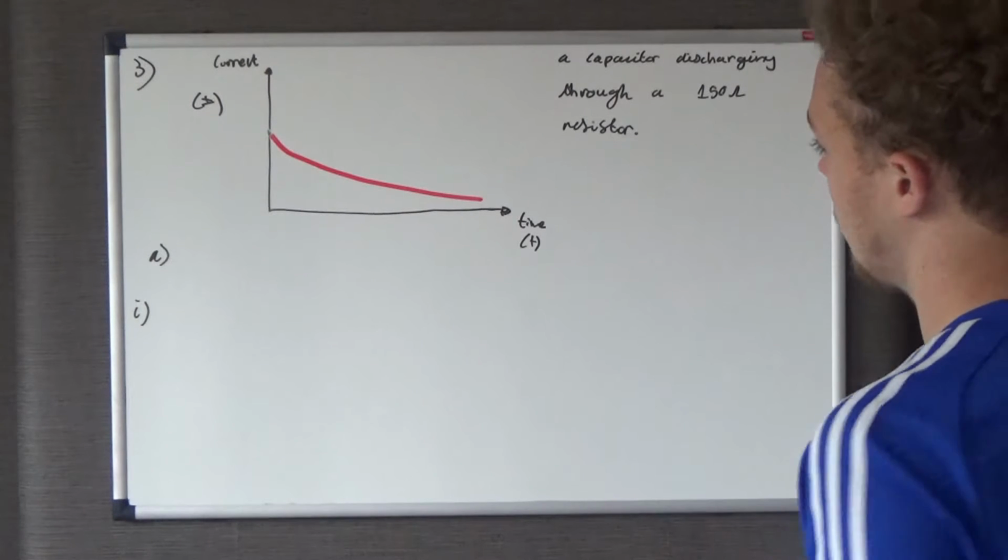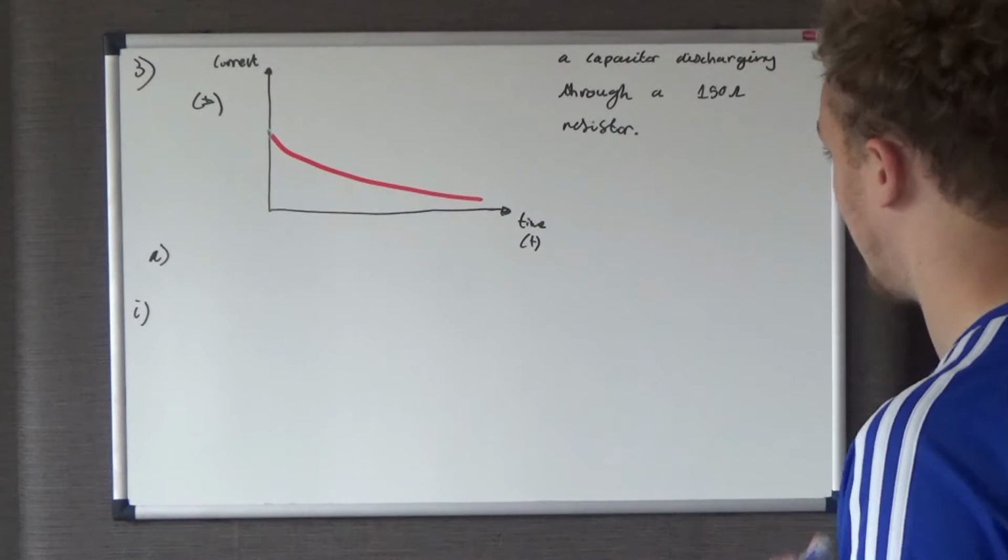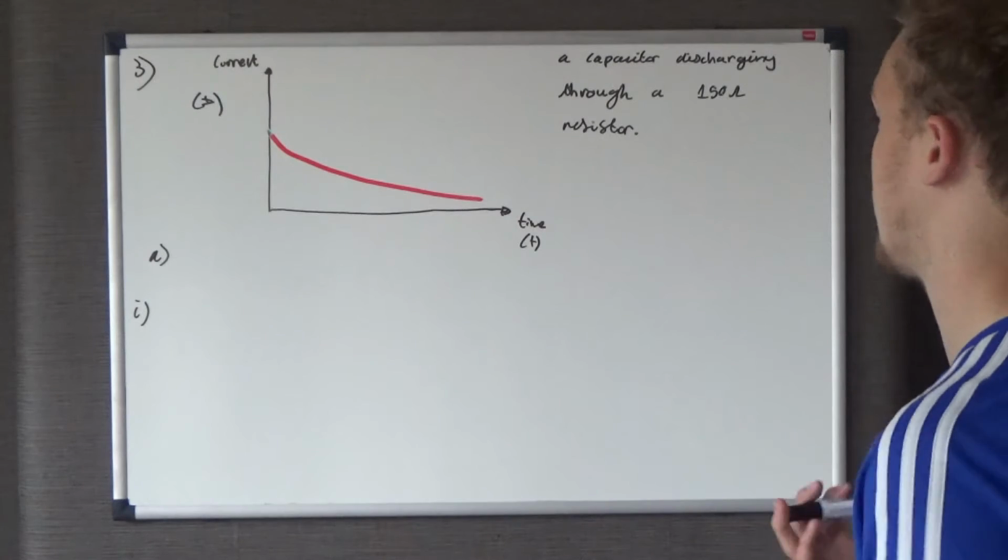Okay, so we're given this graph, which is a current time graph for a capacitor discharging through a 150 ohm resistor.